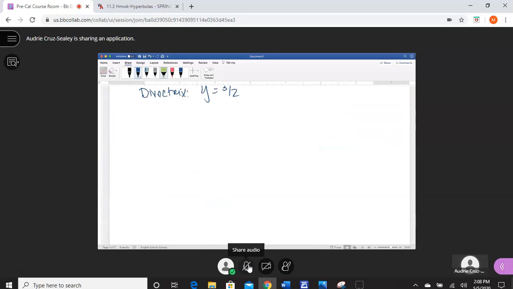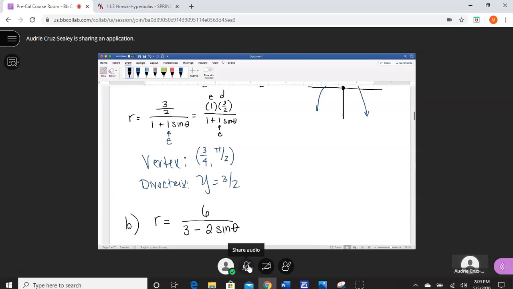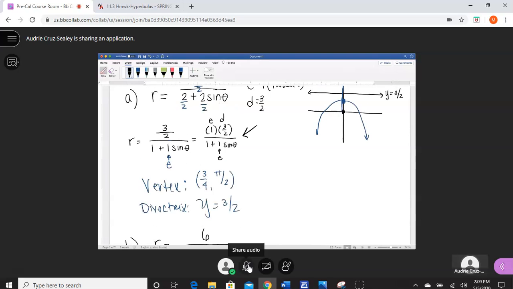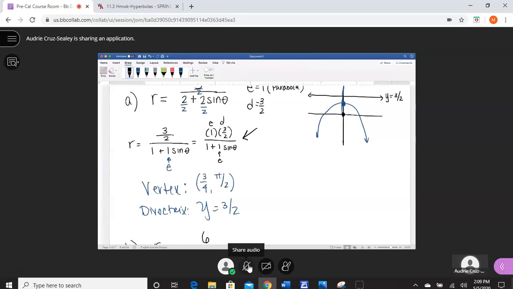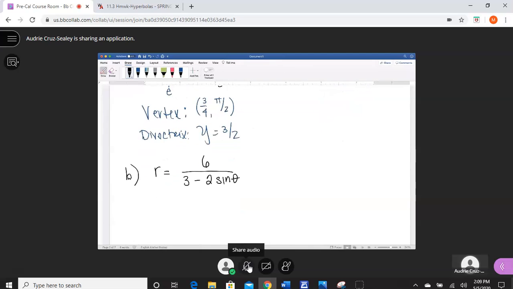Okay, let's try B. B says r equals 6 over 3 minus 2 sine theta. So the first thing I'm going to notice is that this is not in standard form. I'm going to give you a minute, and I want you to try to get it to look like this using algebra, so that we can see what e is, so we can see what d is, so we can start our sketch. So I'll give you a minute.